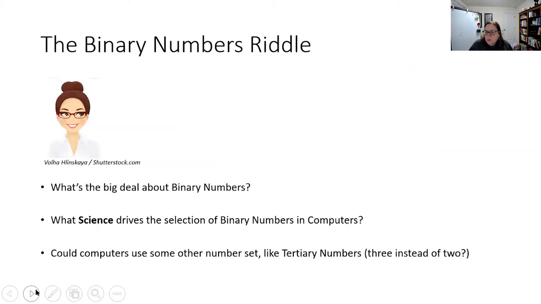Let's jump in. We're starting here with binary numbers. And I always like starting with a little bit of a puzzler. What's the deal with binary numbers? Did we have to use binary numbers in computers? What scientific principle is behind the selection of binary numbers instead of other numbering systems, like a tertiary numbering system that would use three things? I'm not even going to ask you to pause for a moment. You won't be able to think of the science behind the selection of binary numbers. It wasn't driven by the science. It was driven by the money.